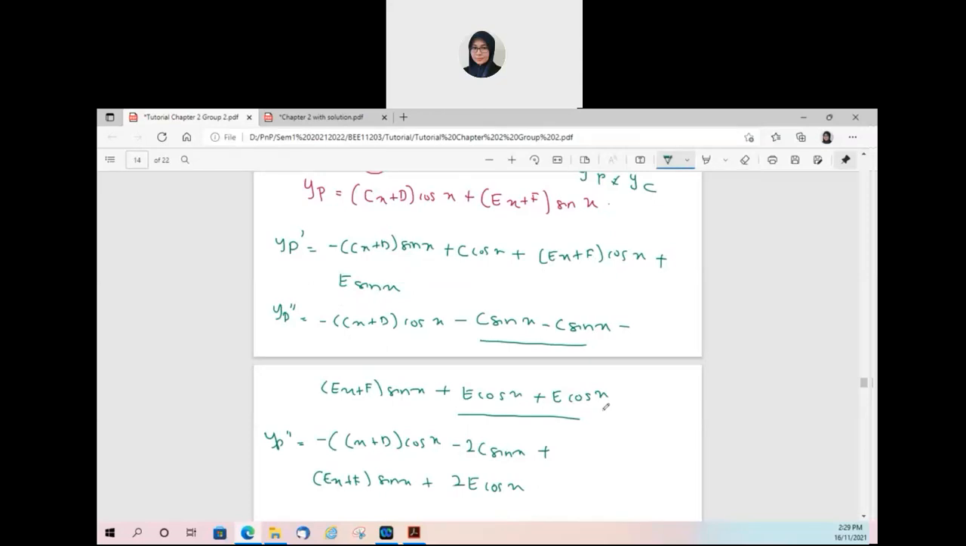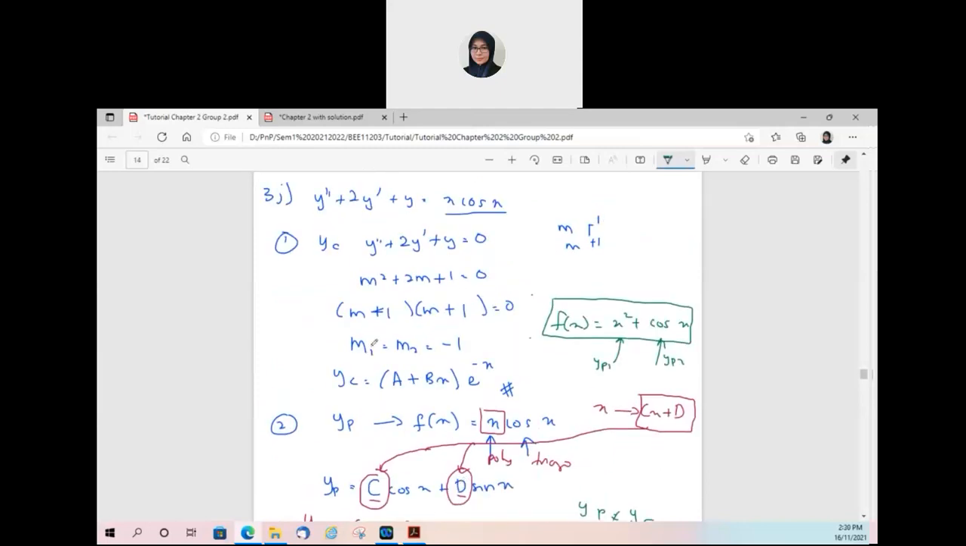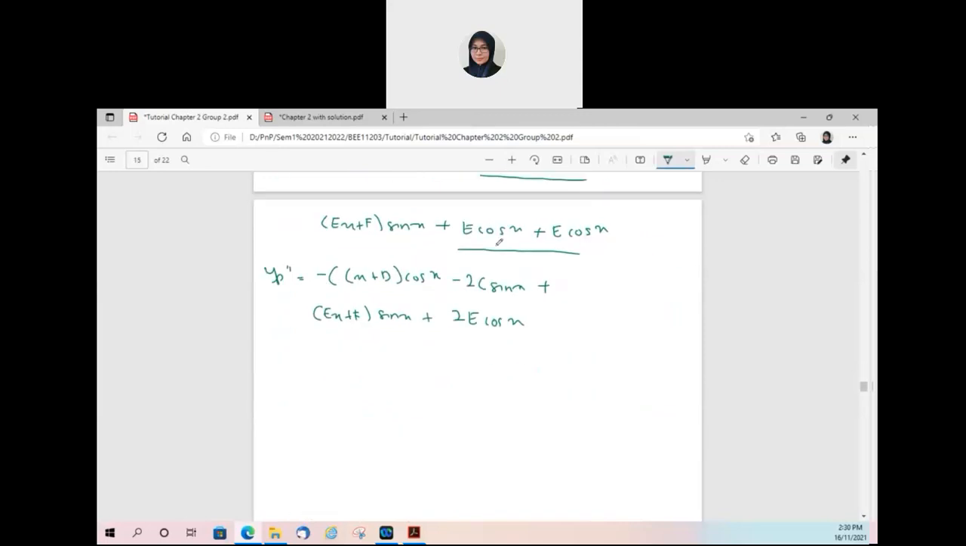Okay, so yang ini dua ni you can add these two, then you get minus 2C sin X. And this one also you can add, and then you get 2E cos X. Okay, then kita masukkan inside these equations. We have Y double prime.